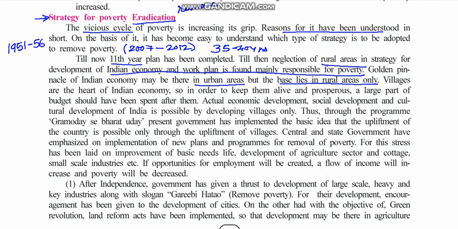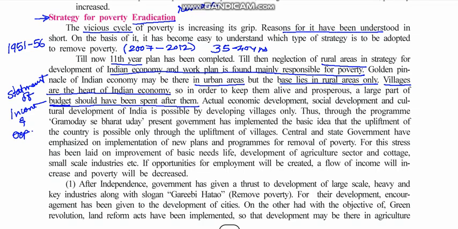Villages are the heart of the Indian economy. We need to remember that. So in order to keep them alive and prosperous, a large part of the budget should be spent on them. We know about the budget, right? The budget is presented every year. It is basically the statement of income and expense. How much income the government will make and how much expense the government will make is put in front of us by the finance minister, and that is known as the budget.